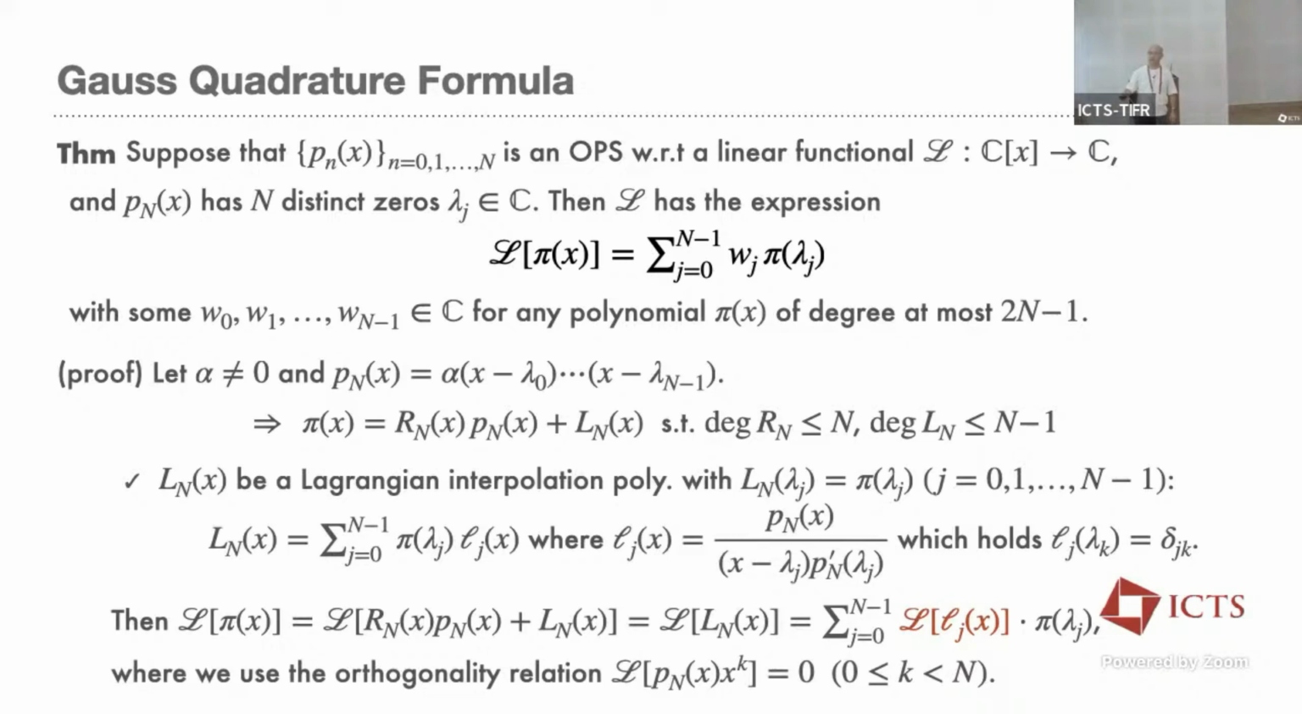So L of pi x has the x dependence only appearing in this part. So the linear functional is only applied to this part, and this could be some polynomial. So it means that this value can be considered as wj, and pi lambda j, this coincides. So this wj, in fact, is possible to express with this expression.